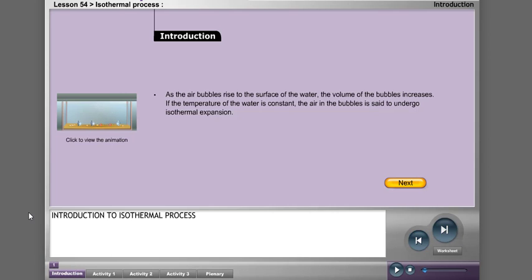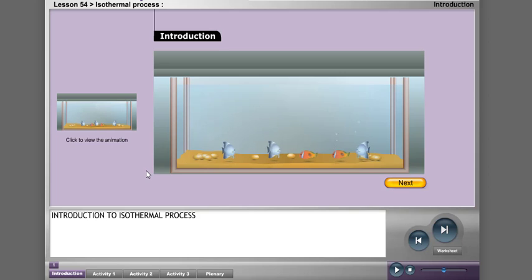Introduction to isothermal process. As the air bubbles rise to the surface of the water, the volume of the bubbles increases. If the temperature of the water is constant, the air in the bubbles is said to undergo isothermal expansion.